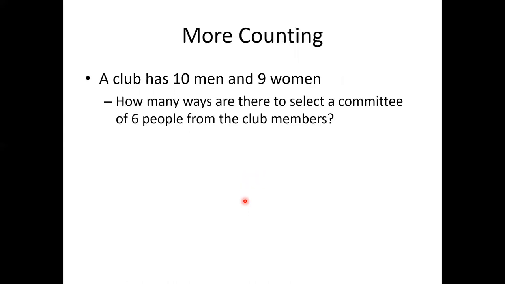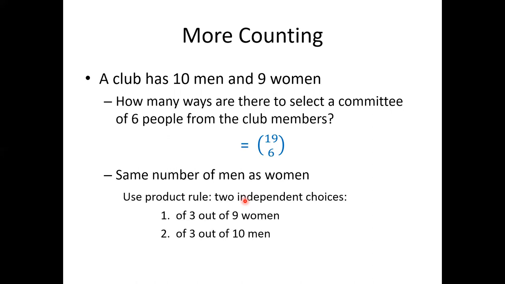Here is one more. A club has 10 men and 9 women. How many ways are there to select a committee of 6 people from the club? Okay, so it has just 19 people and you choose 6 out of them, so it's 19 choose 6. But let's now take gender into account and say I need the same number of men and women. So now I basically split this set into two different subsets, the men and the women, and do independent choices. And so I choose 3 out of the 9 women and I choose 3 out of the 10 men.